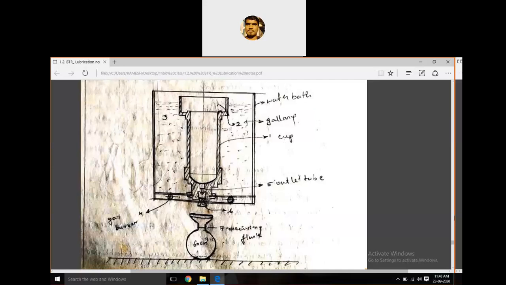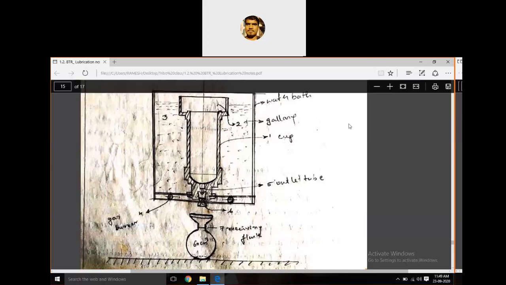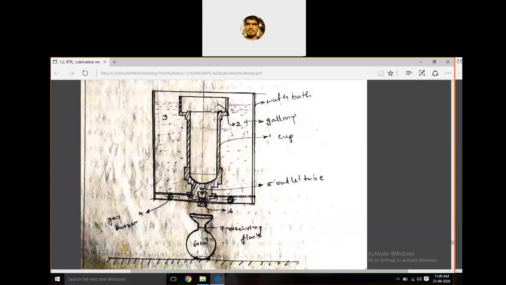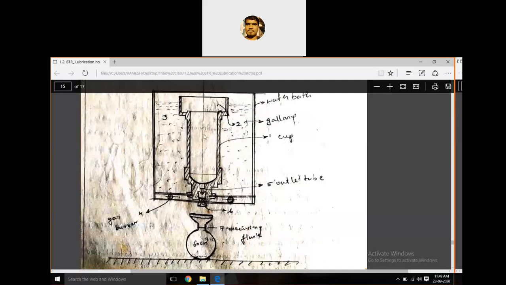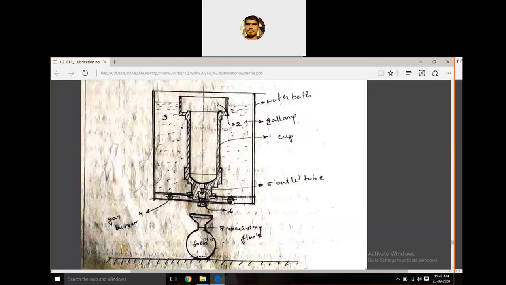To make the viscosity test, the oil to be tested is brought approximately to the required temperature in a separate vessel, and it is poured into cup 1 until it reaches the rim of the cup. You can see the testing fluid here. This entire thing is a water bath, and this is the cup, also called a gallery. Through the gallery we place the oil. The water bath and these gas burners maintain the temperature, so the temperature of the fluid is maintained throughout the cup.